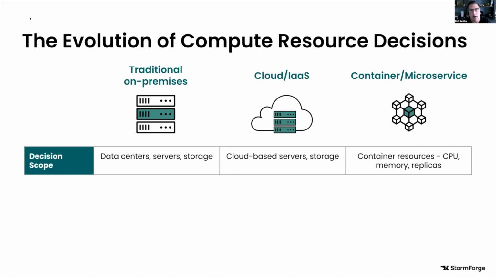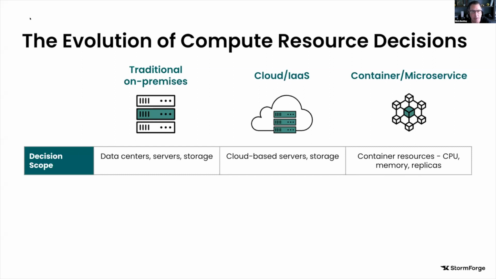When we moved to cloud and infrastructure as a service, we were still making similar decisions, but they were more about cloud-based servers or hosts and cloud-based storage. But then as we moved to microservice and containerized environments, we're making decisions that are much more granular, right? They're about the actual resources that are going to be consumed or needed by our containers or our applications, right?